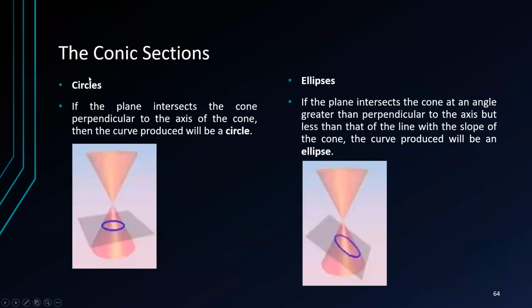So, unahin natin yung circle. If the plane intersects the cone perpendicular to the axis of the cone, then the curve will produce a circle. Ellipse: if the plane intersects the cone at an angle greater than the perpendicular to the axis but less than that of the line with the slope of the cone, the curve will produce an ellipse.